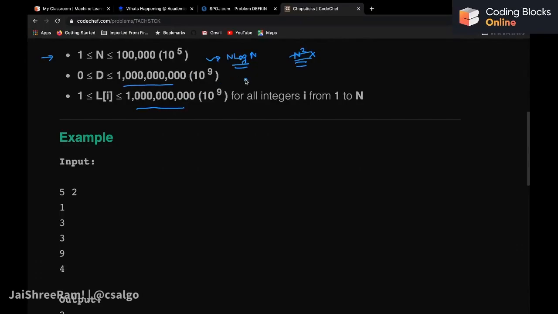Okay, so d can be up to 10^9, so maybe we can just store everything in long int. And L[i] is also up to 10^9, so int is also fine. We can store it in int as well. Now in this example you're given chopsticks like this: 1, 3, 3, 9 and 4. So you want to find out the pairs, and it's given d is 2. So clearly we have to come up with an algorithm that does this work.